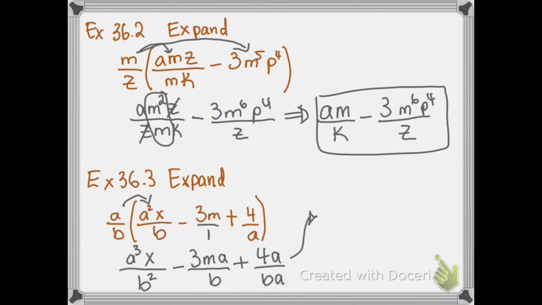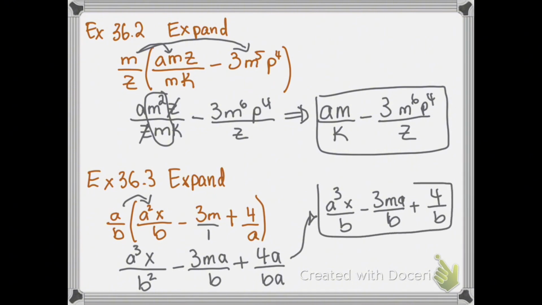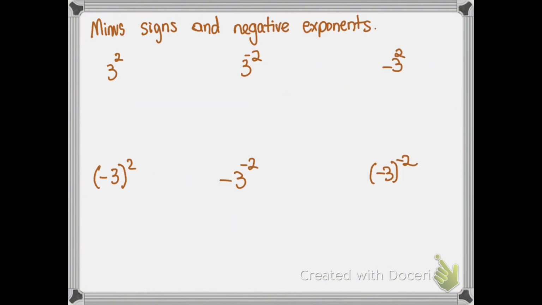And again, we have to simplify. So the first one is ready. The next one is ready. But the last one, we have to cancel the a's. So it would be 4 over b. And that's our answer. Now this part is very simple. You just have to be very careful. And is when we have all these different kinds of combinations of negative exponents, positive bases, negative bases.